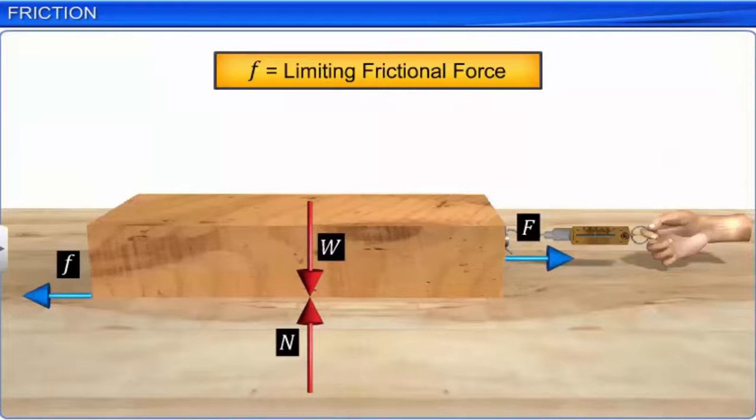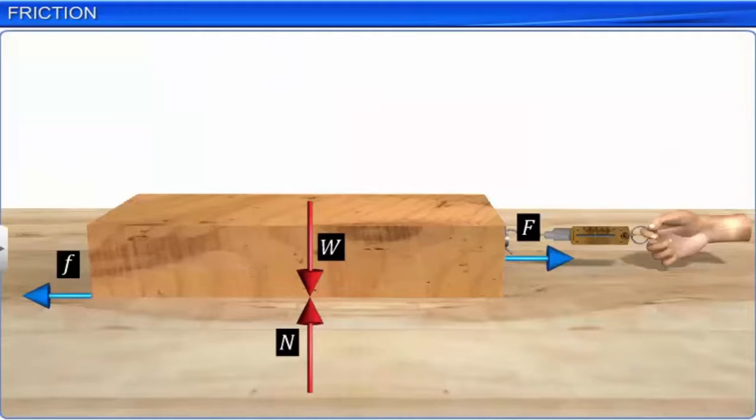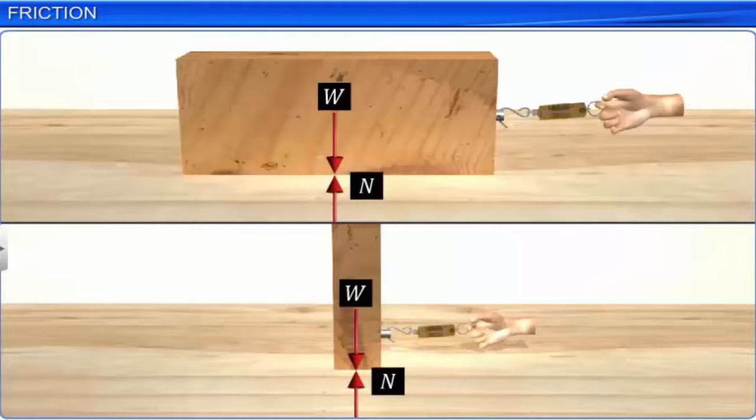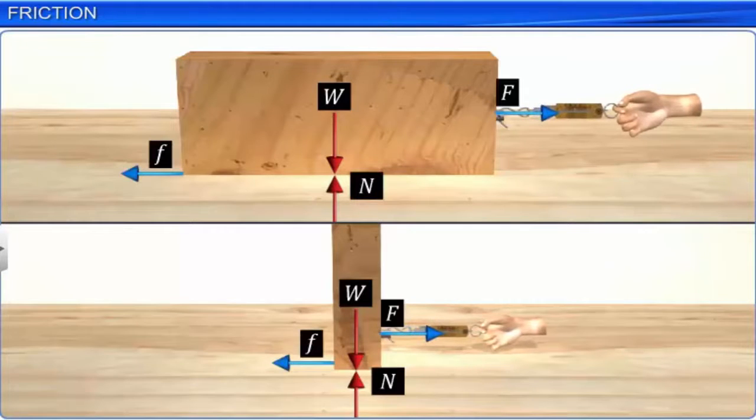At this point, the applied pulling force is equal to the limiting static frictional force. The block is at the point of impending motion. That is, the block is on the verge of moving but is not actually moving. We can repeat the experiment by placing the wooden block in different positions, such that different surfaces are in contact with the tabletop. We will find that the limiting frictional force is same in all cases.